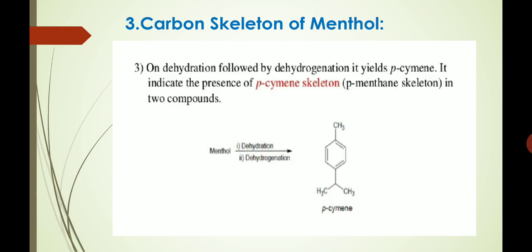Third point is to establish the carbon skeleton of menthol. On dehydration followed by dehydrogenation, menthol yields paracymene. It indicates the presence of the paracymene skeleton, or we can say the paramenthane skeleton, in the two compounds, that is menthol and menthone. Here in this reaction we can see that first we subject menthol to dehydration followed by dehydrogenation, and we are getting the paracymene. Here in the paracymene skeleton we can see that the methyl group and isopropyl group are at para positions to each other.